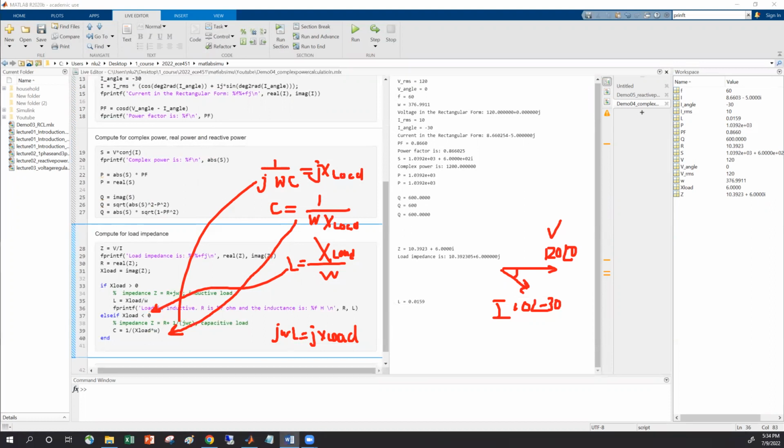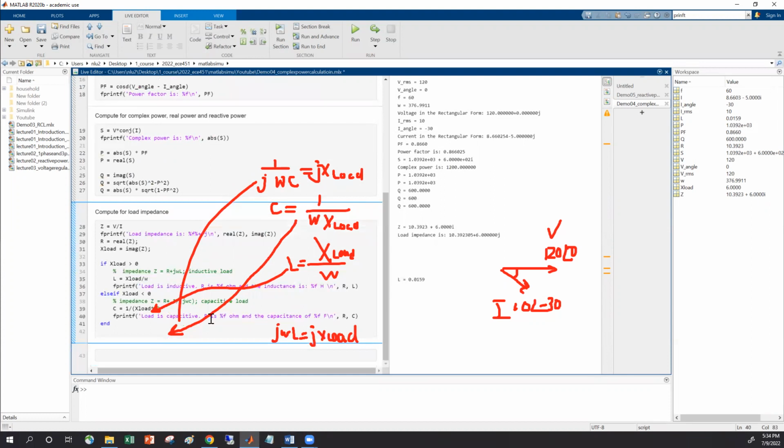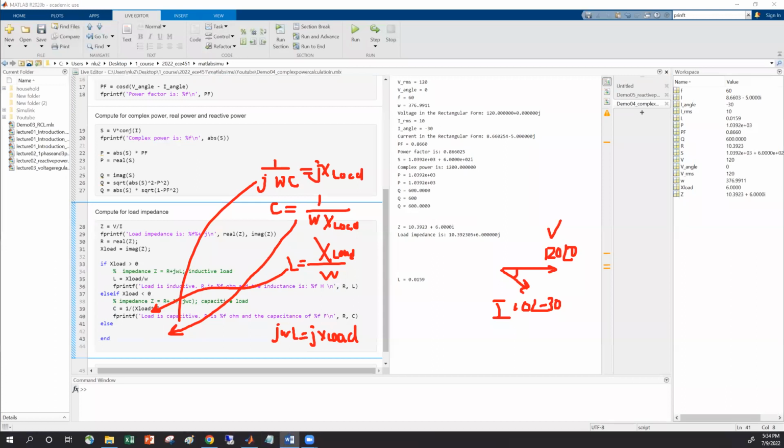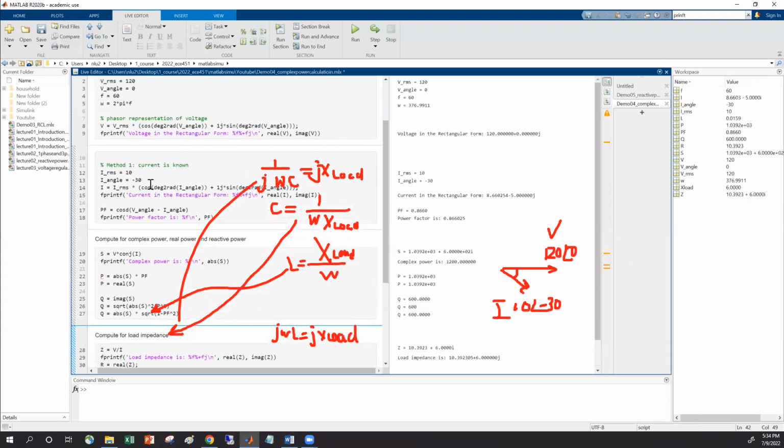And then I can print out this. So basically this says the load is capacitive, and then I print out the R and the C. And then else, if this is equal to 0, then the load is resistive. So if the load is resistive, I simply print out that the load is resistive and print out R. So let's do a test.